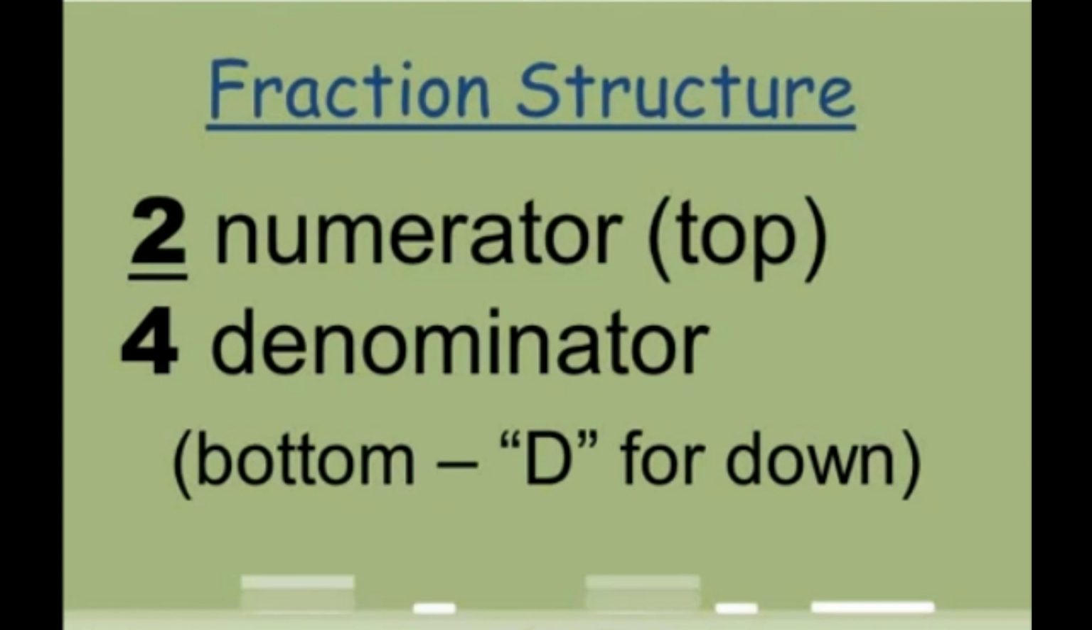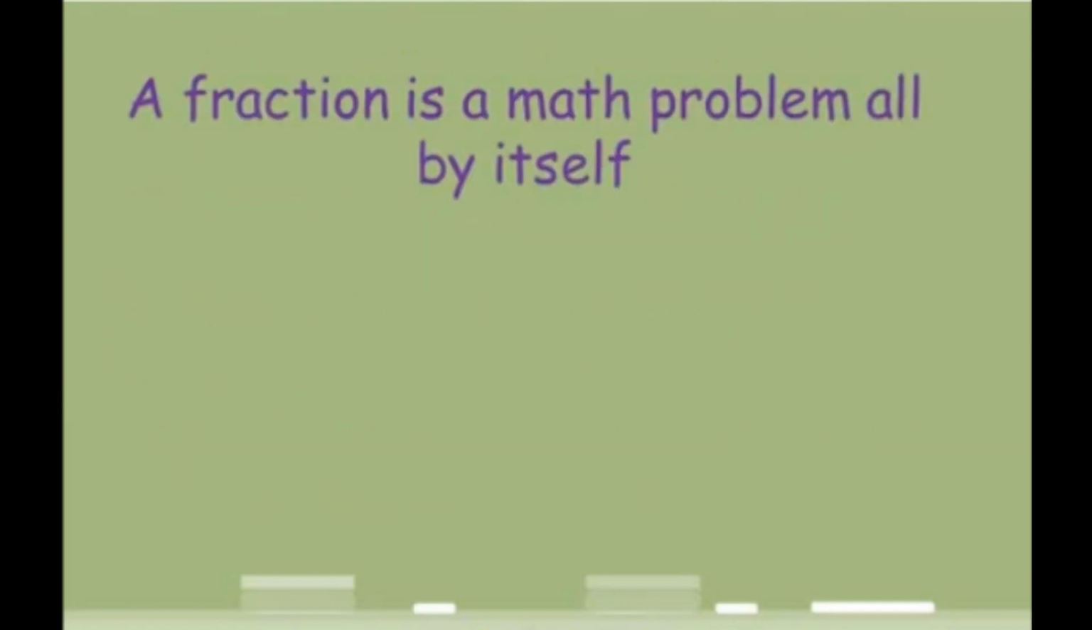The way the fraction looks is that it's a number on top with a line and then a number on the bottom. The top number is called the numerator. The bottom number is called the denominator. The way I remember this is that denominator starts with D. D is for down, so the number that is down, the number that is under the line, the bottom number is the denominator.